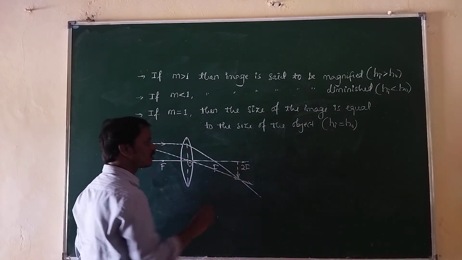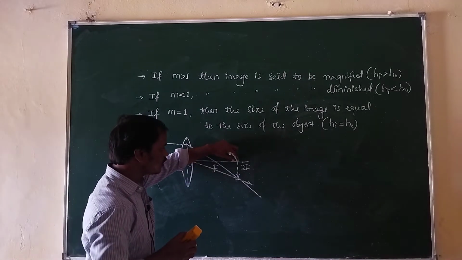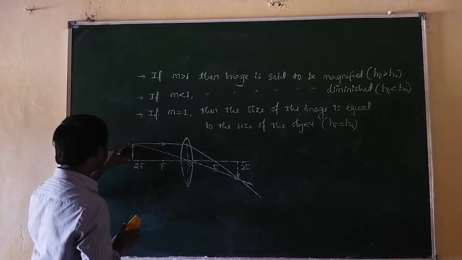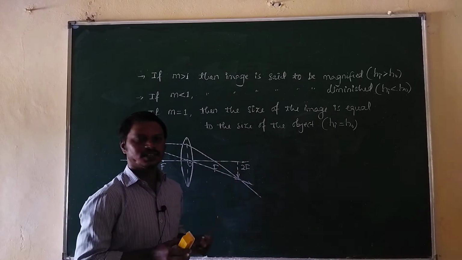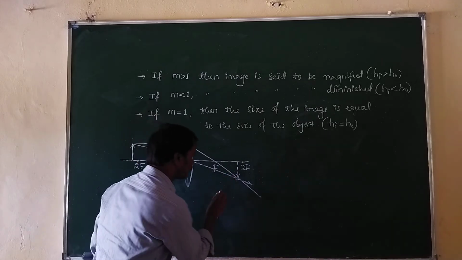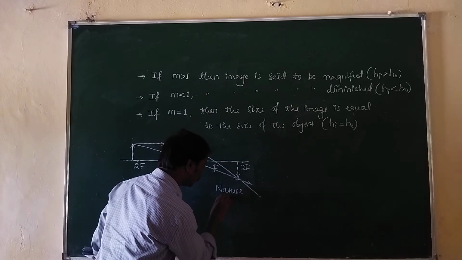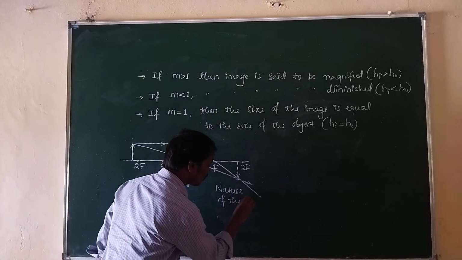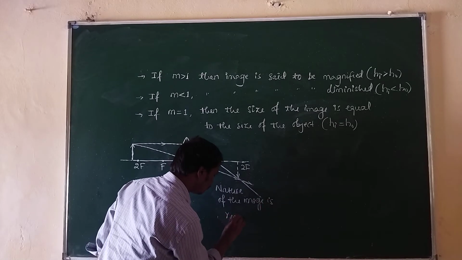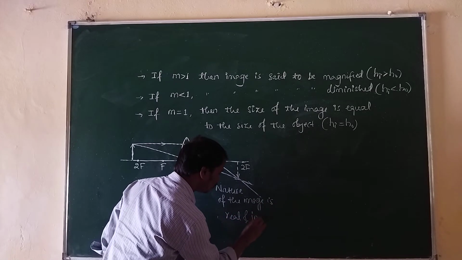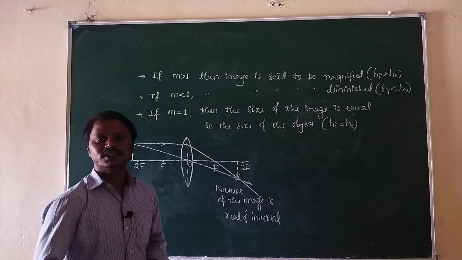Then here, we can see this image on the screen, hence it is real, and this image is inverted because here the object is upright but the image is downside, hence the image is said to be inverted. Then what is the nature of the image here? The nature of the image is real and inverted. And what about magnification here?